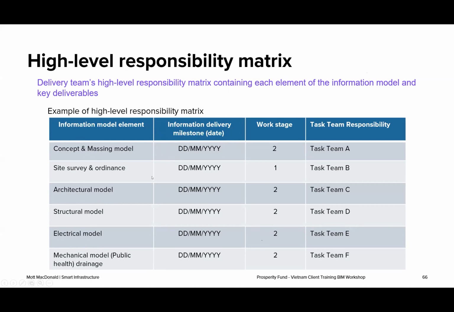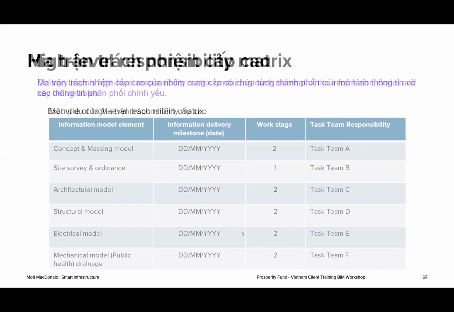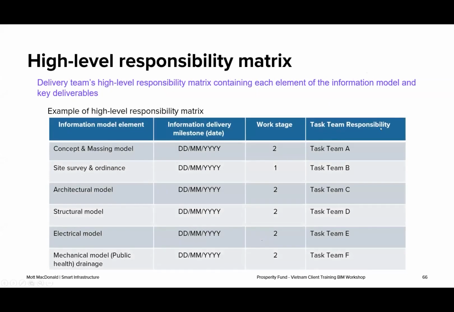So there's a kind of breakdown of the models. There's a milestone date for every model and when it will be submitted, what work stage that aligns to. Oh, I jumped ahead. And then who in the project team is responsible for delivering it, much like the org chart. So this should relate to the organization chart that we talked about earlier. So this is one of the main things that a project manager would want to see in the execution plan.